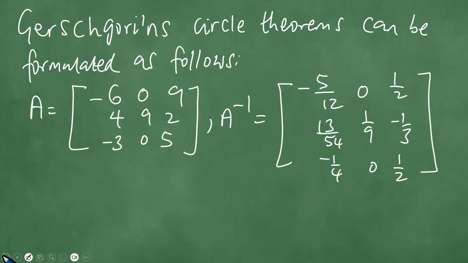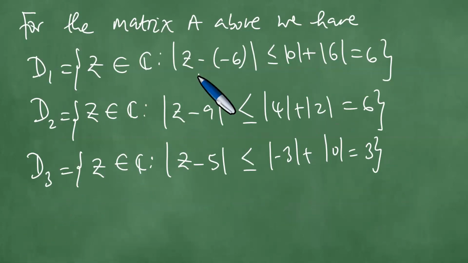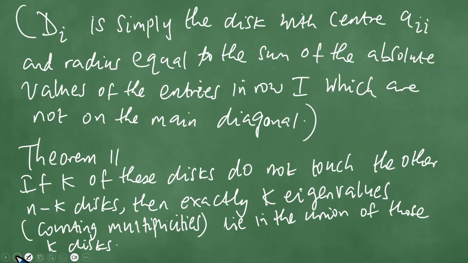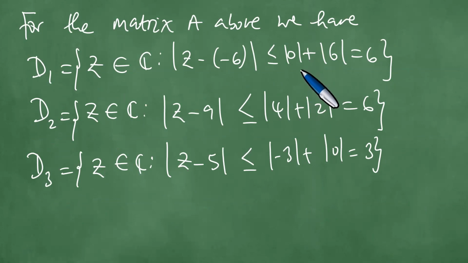In view of this, it means the Gerschgorin circles would have z minus 6, z minus 9, and z minus 5. These are the entries in the main diagonal, then here you're going to add the off diagonal entries. So you find the summation of the modulus of the off diagonal entries where j runs from 1 to n, because we're dealing with an n by n matrix. Moreover, here you have 0 plus 6.